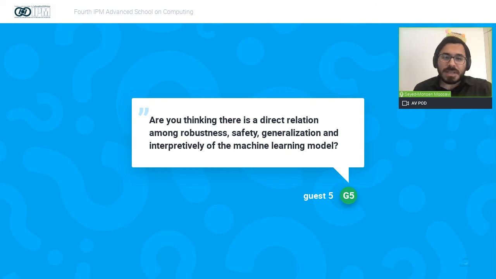Of course, everything is somehow connected, because when we talk about deep learning, the different aspects of deep learning are connected to each other.